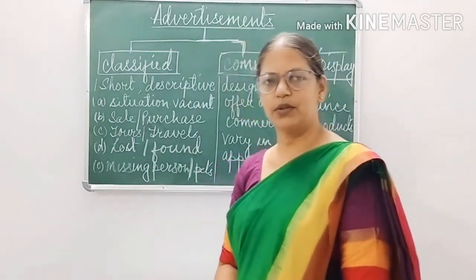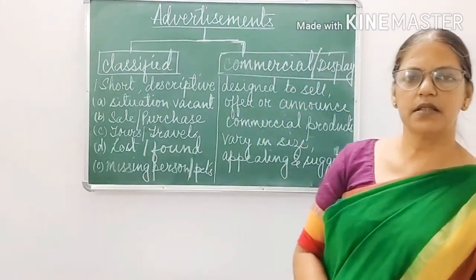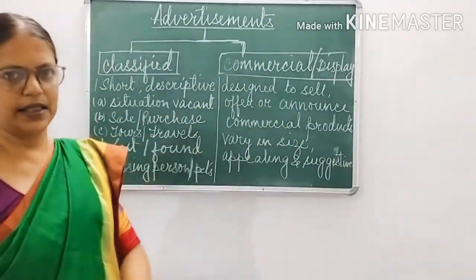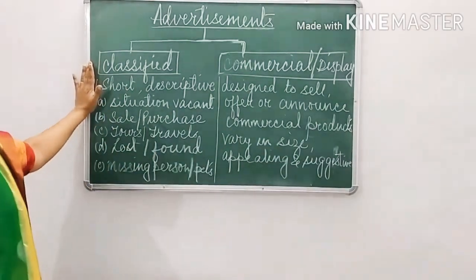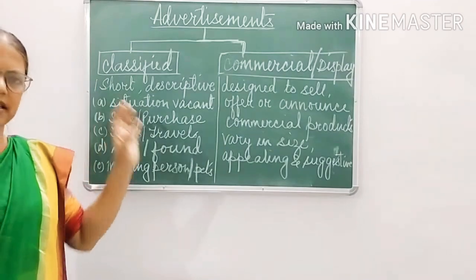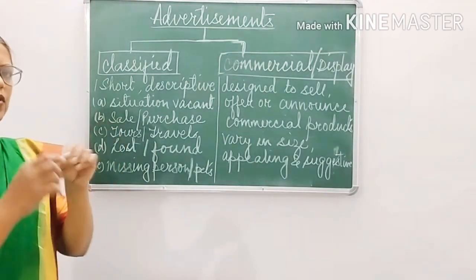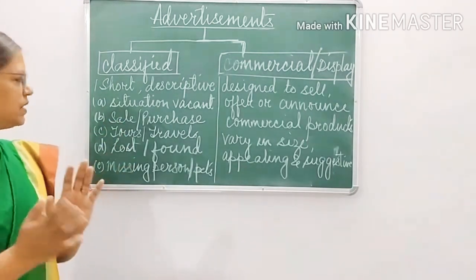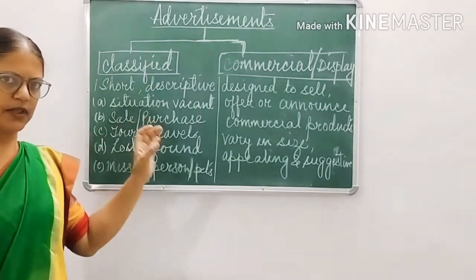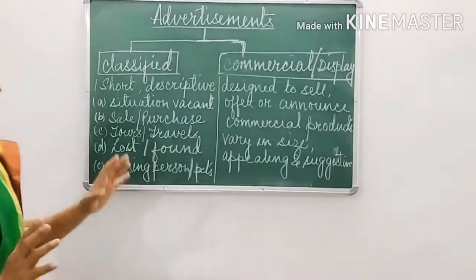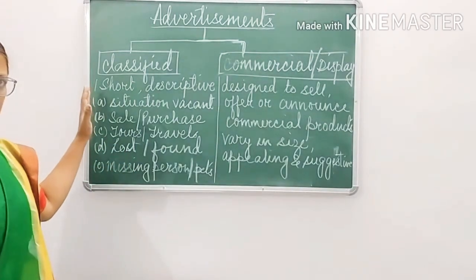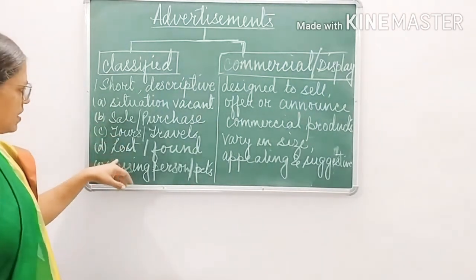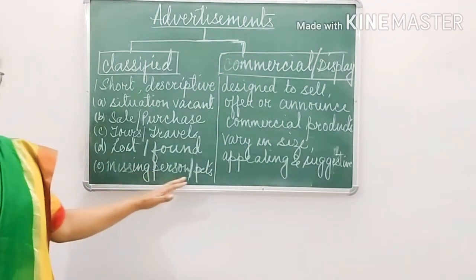So today we are going to do the advertisement. Advertisements are of two types. One is classified and the other is commercial and display. The classified advertisement is very easy to write, because in that you have to write only a paragraph. In two or three lines only, you have to tell everything. So they are short and descriptive. In short, everything is described in the classified advertisement. And the different examples are situation vacant, sale purchase, tours, travels, lost and found, and missing person or pets.